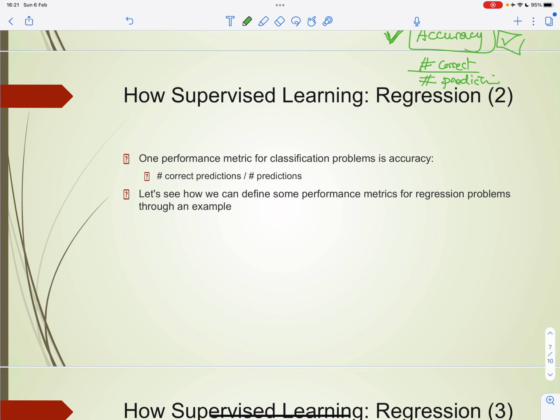So as I explained, one performance metric for classification problems is accuracy, and accuracy is defined as the total number of correct guesses on the testing data set over the total number of predictions. So if our model has a data set of 100 cases, definitely our model is predicting 100 different values corresponding to 100 cases. And if 80 of them are correct, then our model's accuracy is 80%. Now let's see how we can define some performance metrics for regression problems through an example.